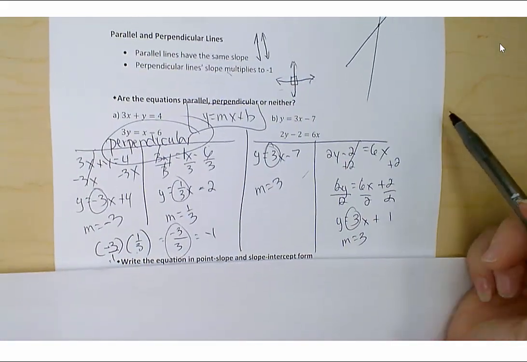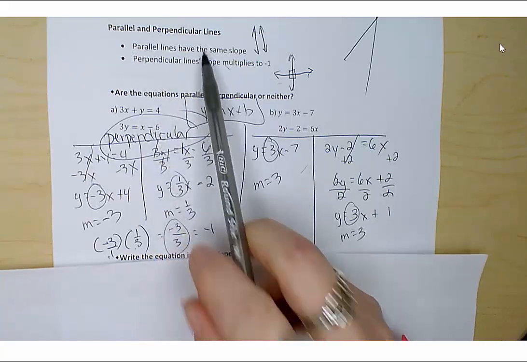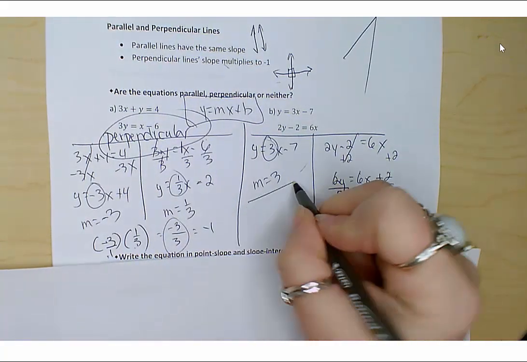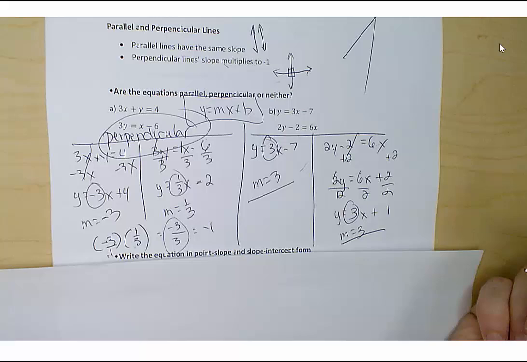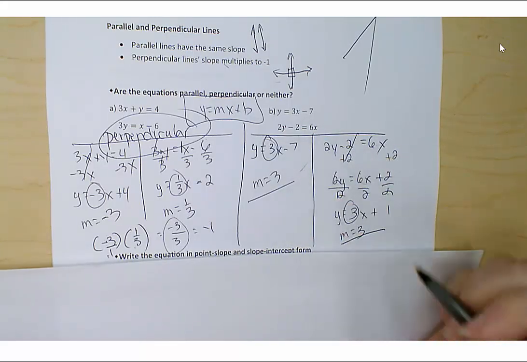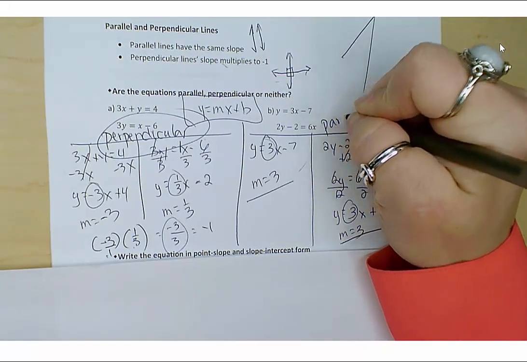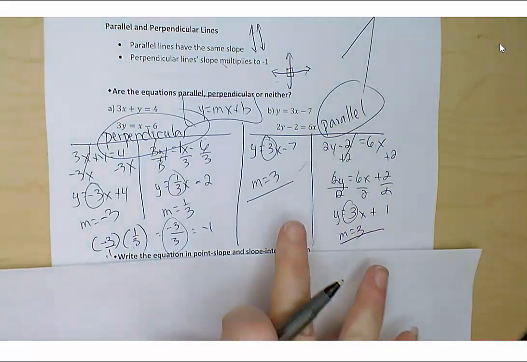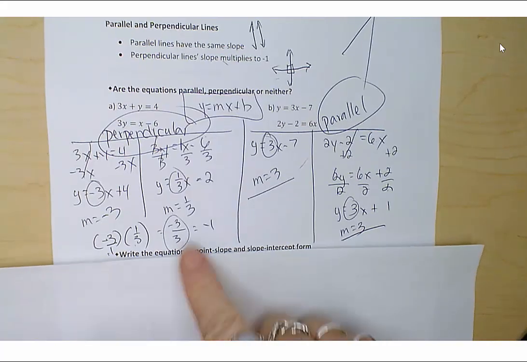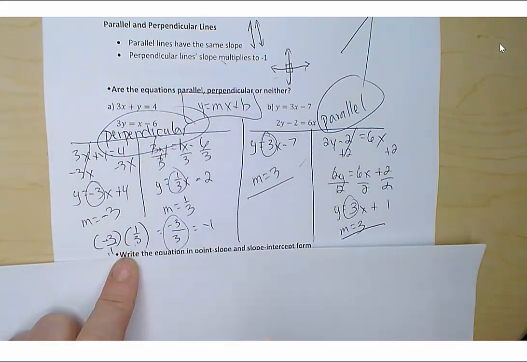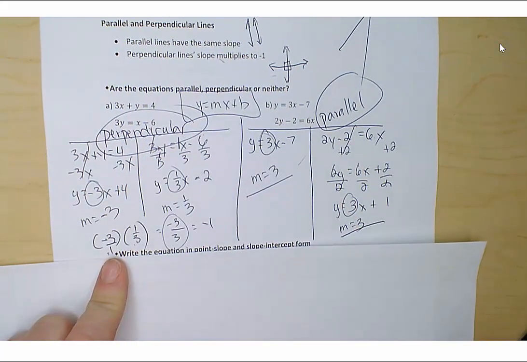So going back up to your definitions, comparing here, parallel lines have the same slope. 3 is the same thing as 3. They're both the number 3. They're both a positive 3. So we are looking at a parallel case here then. If they're the same, it's parallel. Multiply to negative 1, perpendicular. Anything else would be your neither case.